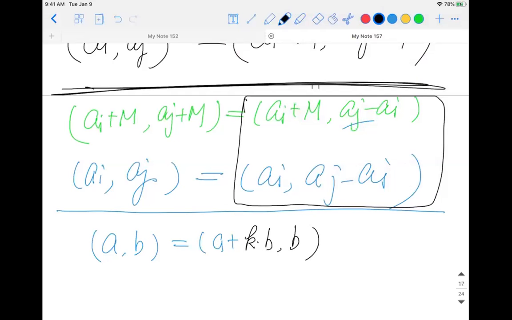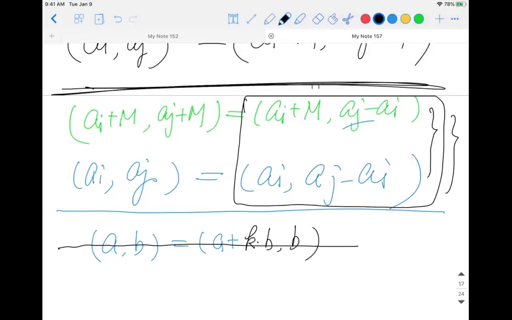K is equal to A? No, not K. Here. This is only the Euclidean. I want to ask you here, what is the value for m? 0? 0. We go back to square one. 0 means the same, right?